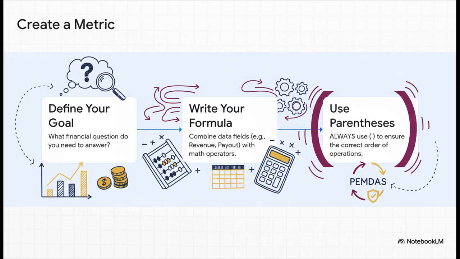It's really just a simple 3-step process. First, you define your goal. What's the question you're trying to answer? Second, you write the formula using the data fields that are already there. And third, and listen, this is the golden rule. You cannot skip this. Always use parentheses. This makes sure your calculations follow the right order of operations. You might remember PEMDAS from school, so your numbers are accurate every single time.